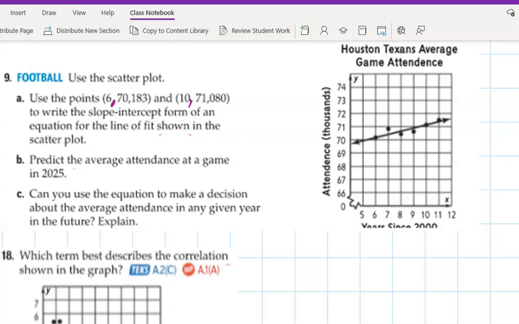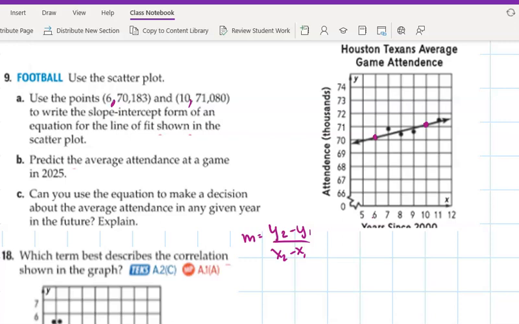So these are the years since 2000, and number 6 is what the points they're using for this. Now you can use any points really that you want to, but they chose these because the 6 and the 10 for the x-axis line up pretty well with the x-axis. So we need to find the slope. Remember, the slope is y2 minus y1 over x2 minus x1, and those points are right on that line, so these are great points to pick.